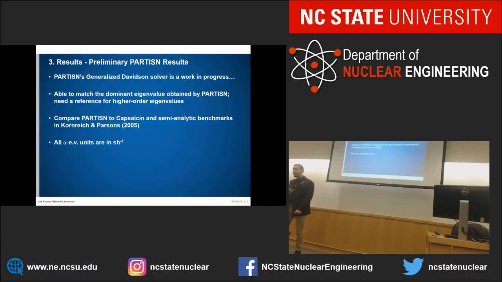So how did my summer go? Well, it was generally a success. I was able to put the generalized Davidson solver into Partisan and get some higher order alpha eigenvalues. I'm going to say right now that it's still a work in progress. The fact is that ForTrilinos is in the alpha phase of development, so it's not necessarily user ready right now, but we're still able to get the results. And I did a quick study that I'll show you in a second to show that they're good results.